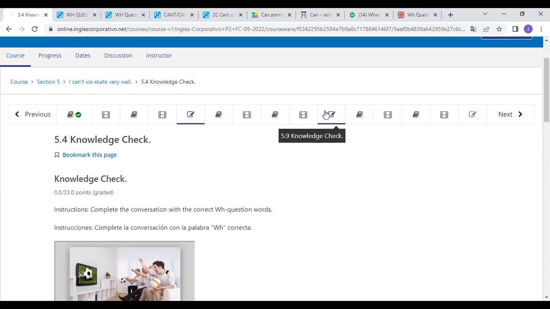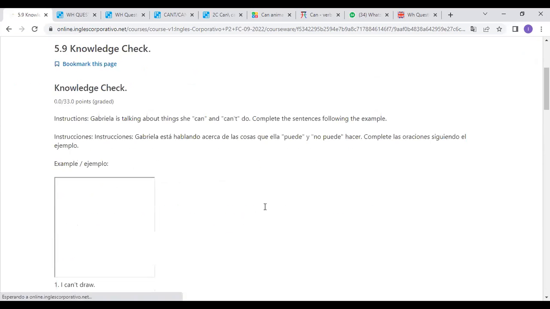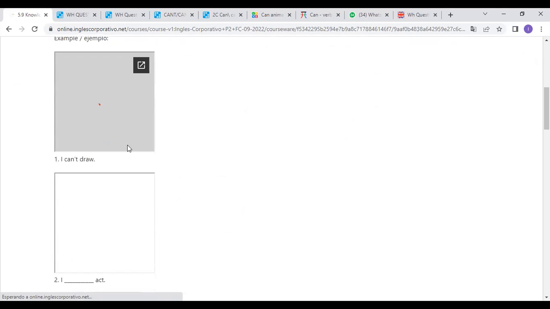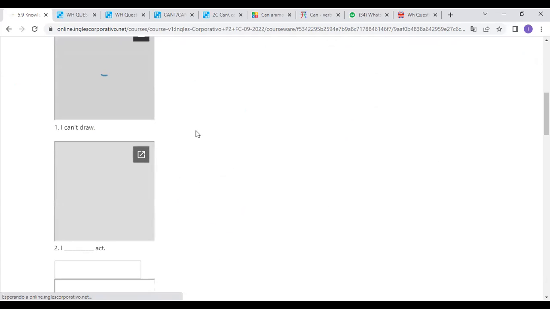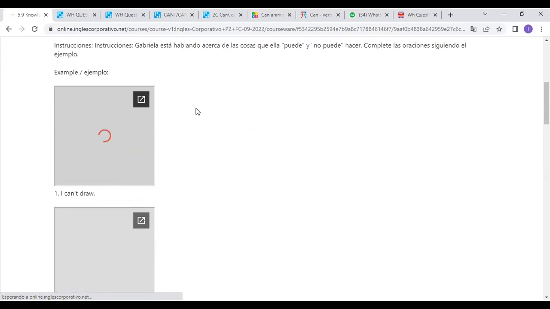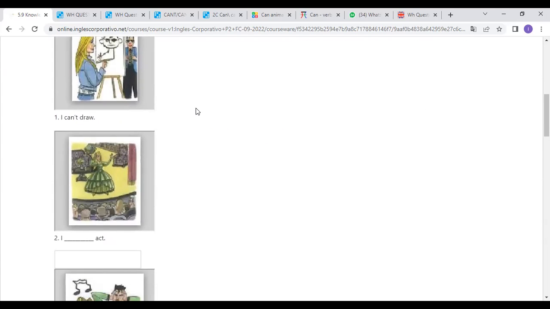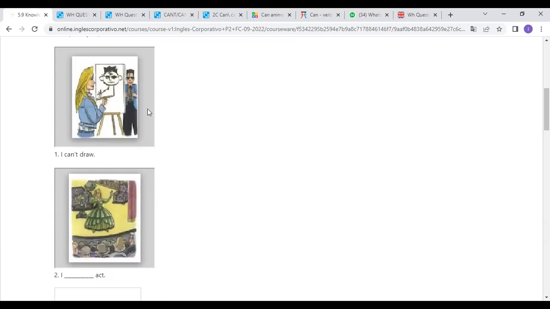Yes. Okay, guys. Now, because we were talking about can and can't, let's see, guys. Aquí tenemos otro ejemplo, okay? Example, okay? I can draw. Okay, let's see, it's loading. Está cargando. Let's see. Well, I don't know what's... Sorry, yeah, yeah. Well, actually, I'm not there, so I don't know what's happened. So, okay. I can draw, okay.